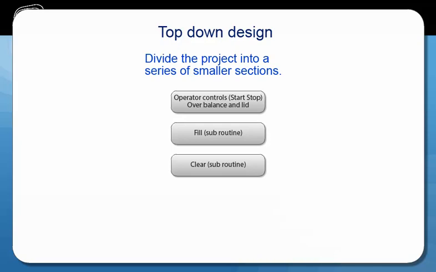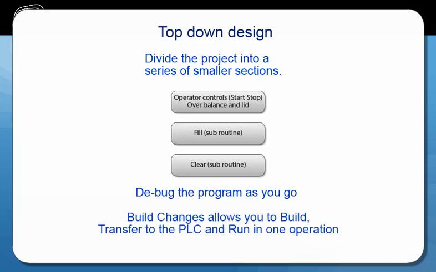Once each section is done, you can move to the next section. Each small section can be debugged and finalized. By doing the clear as you go, you can change your program, reset it, and test it by doing a build changes, which transfers the program and goes back into run mode. Then press the stop button to reset your program. This will save some time.